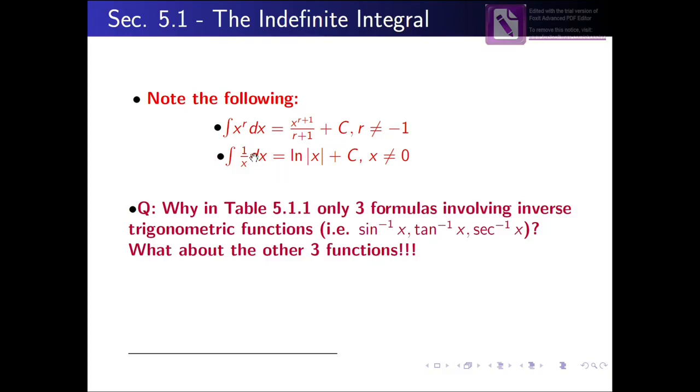For this case we have the integration of 1 over x dx. So if the power r is minus 1, the integration will be ln absolute value of x plus the constant c, where x here is not equal to 0.